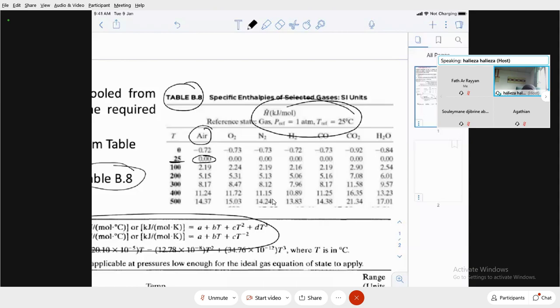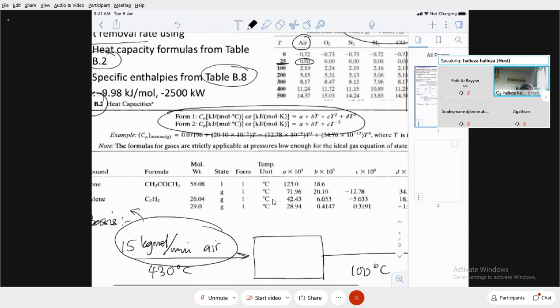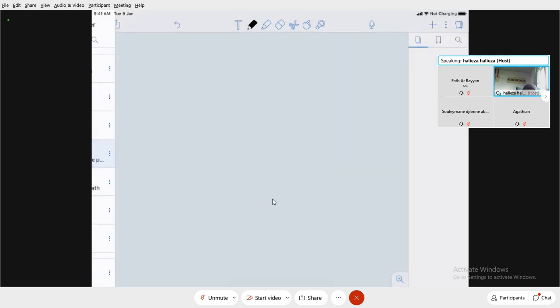But if you're going to get it from your table B2, whereby you don't have the data directly given, but you have to do the integration, then you have to choose your own reference state. Is it going to be the inlet or the outlet? Okay, I'm not going to proceed here, but what I want to show you guys is the procedure to do energy balance.